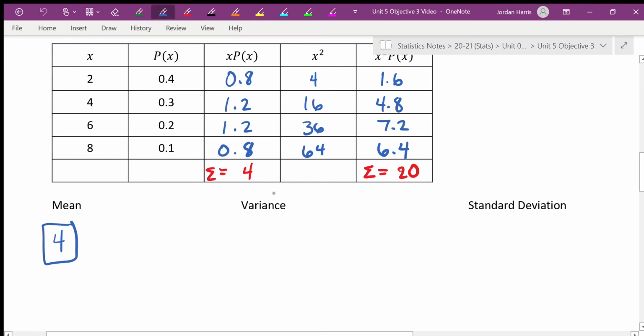The variance, you take the sum of x squared p of x, which is 20, minus the mean squared, don't forget that. And I also get 4. It's coincidence. And then this one is the square root of the variance, which is 2. So there we have it. My mean is 4, my variance is 4, my standard deviation is 2. Remember, standard deviation is how spread out the data is.